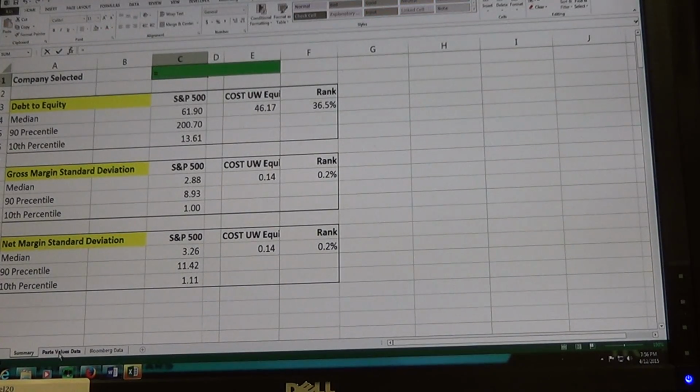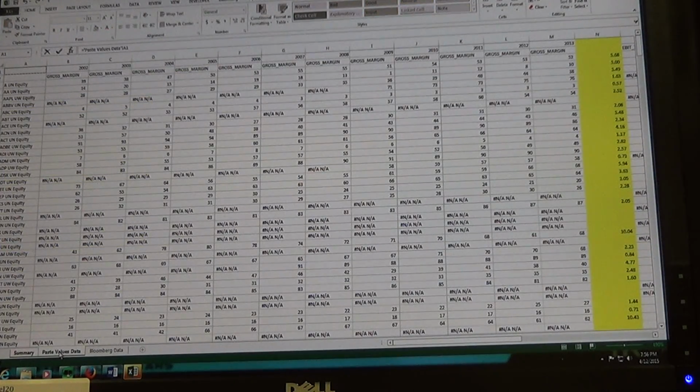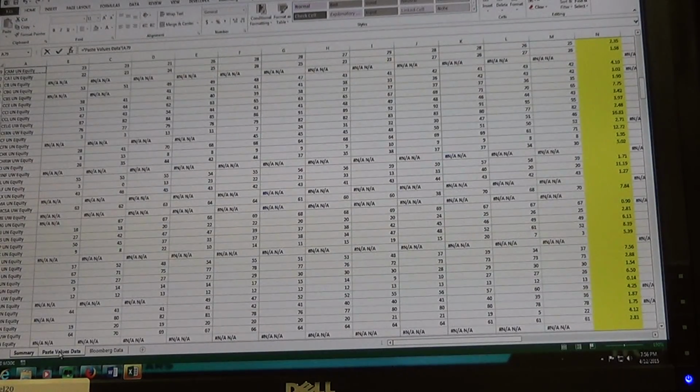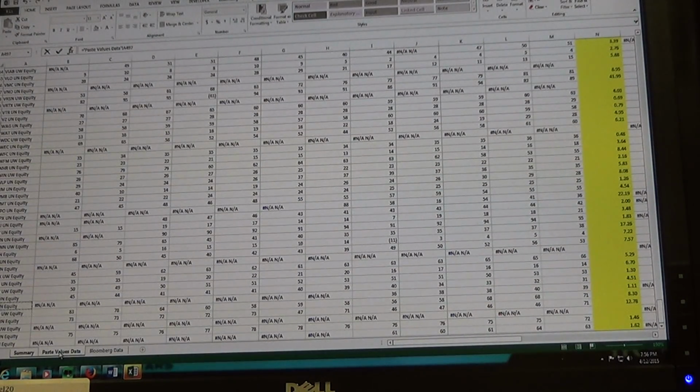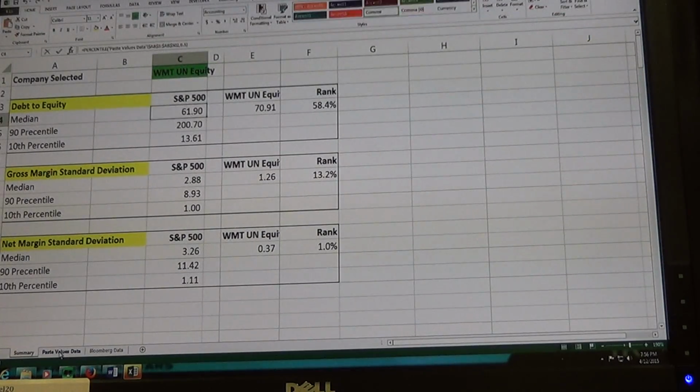then go to the second page. And in the second page, come down and look for your stock. I'm going to go all the way down to the bottom because Walmart starts with a W. It is alphabetical by ticker. I'll just find Walmart, hit enter. It brings up my Walmart numbers.